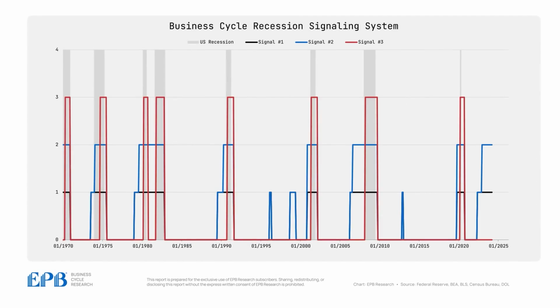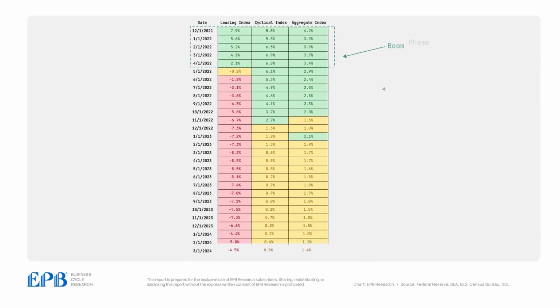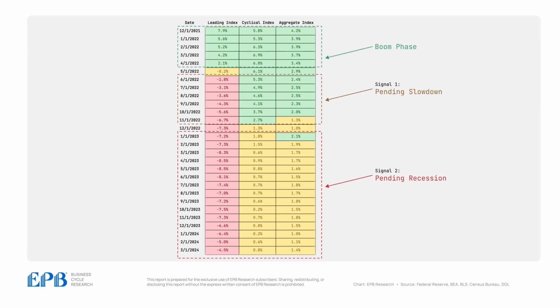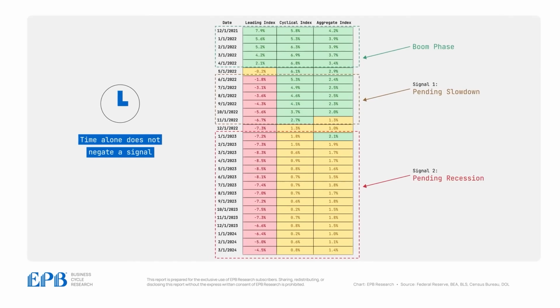It's of course possible that the pending recession signal could reverse without a full economic downturn occurring. This has not happened in the last 6 decades of data, but we must reserve that as a possibility. For now, the pending recession signal has been flashing since the tail end of 2022, which warrants caution for anyone using a business cycle approach. The most important concept to remember from a business cycle approach is that time alone doesn't negate a signal. A recession is not avoided because a lot of time has elapsed if the signaling system is still flashing red.